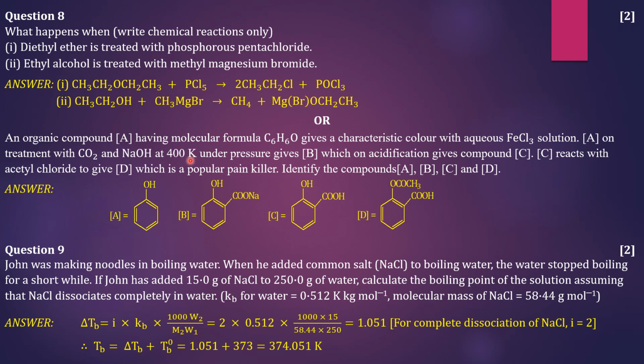Now here you will get an alternate question, an internal one from the same chapter. So that is the roadmap question. An organic compound A having molecular formula C6H6O gives a characteristic color with aqueous FeCl3 solution.